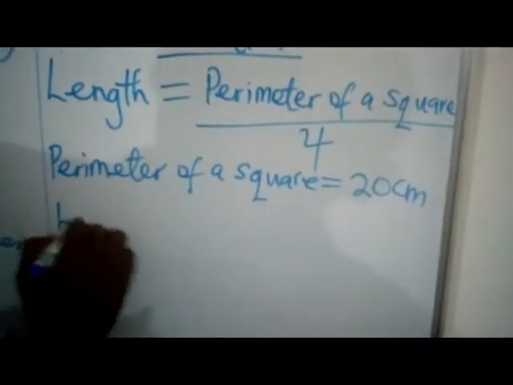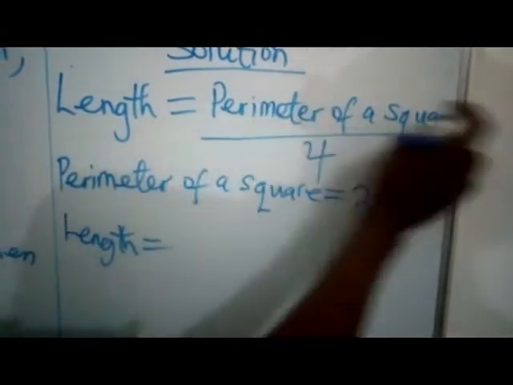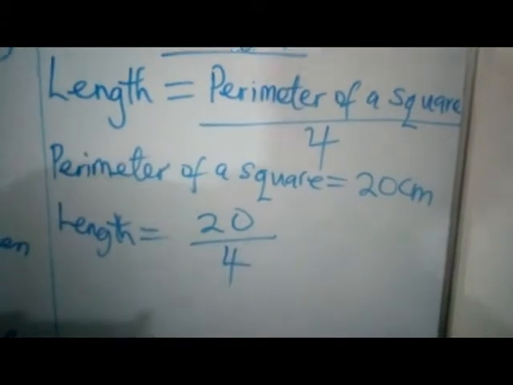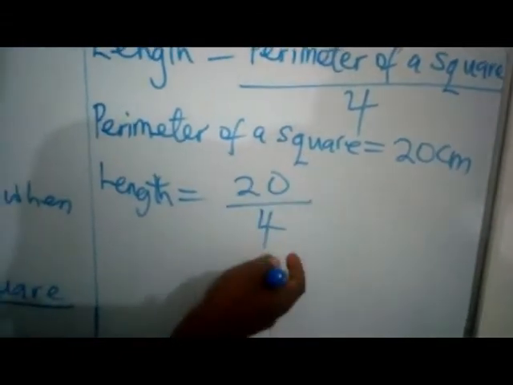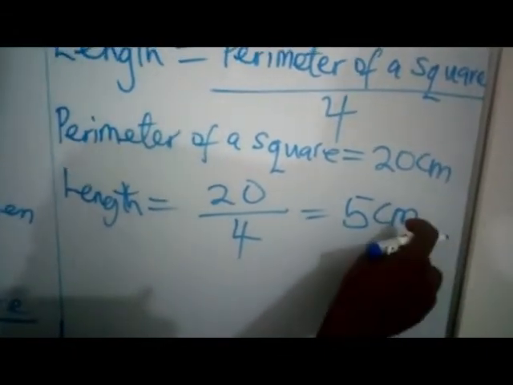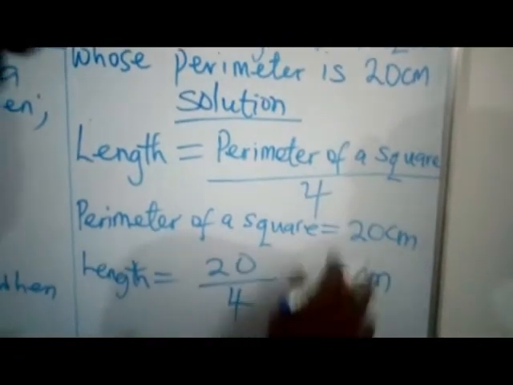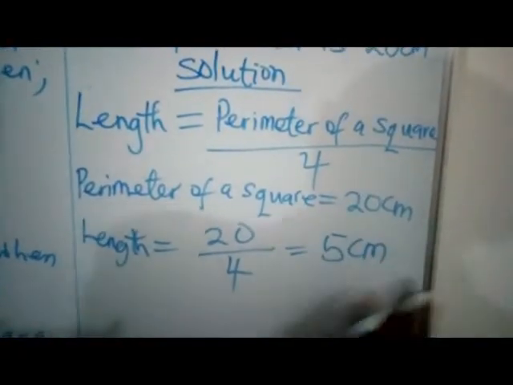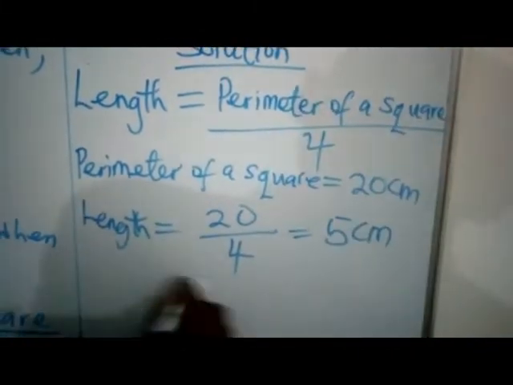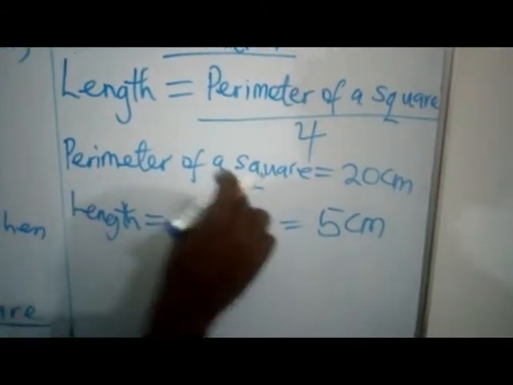That will be what? Length is equals to what? What's the value of our perimeter of a square? That's what? 20. You divide it by what? 4. And we all know that 20 divided by 4 will give us what? 5 centimeters. Remember to put your unit. So the length of this square now is what? 5 centimeters. And in case you want to confirm it, remember on how to find the perimeter of a square, that will be 4L. Just multiply 4 times 5 will give you what? 20 centimeters.